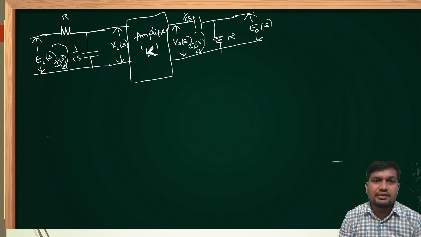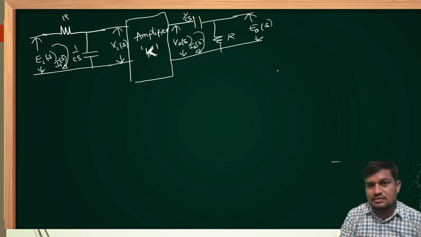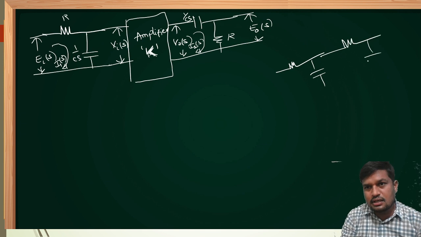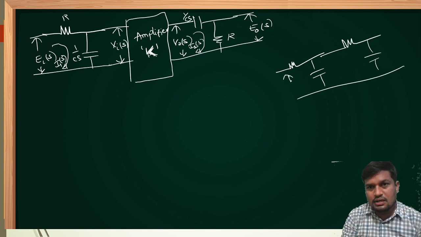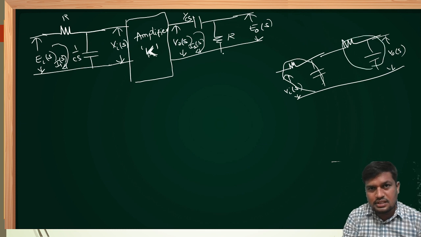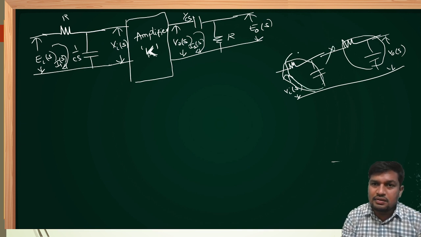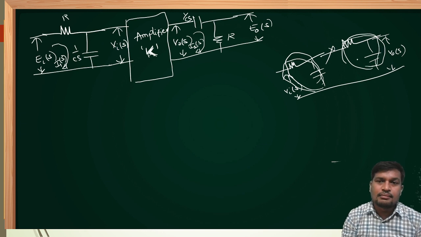Dear friends, in the previous case, we discussed one circuit: resistor, capacitor, resistor, capacitor. This is the circuit we already discussed, input Vi of S, output V naught of S. Here also at the input stage there is an RC circuit, and at the output stage an RC circuit. But the difference here is that there is no amplifier there, therefore the output of that RC circuit acts as input to the next RC. That's why that circuit took more time by using network analysis.